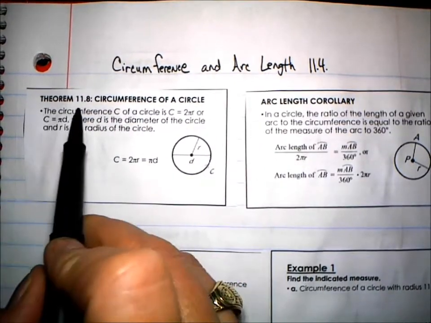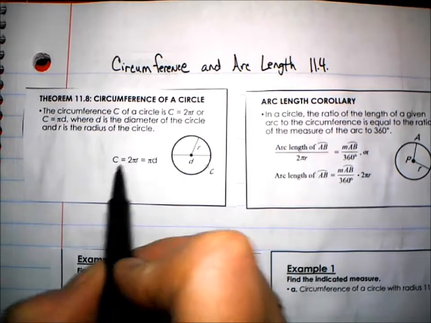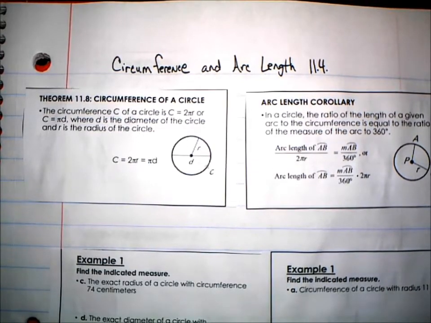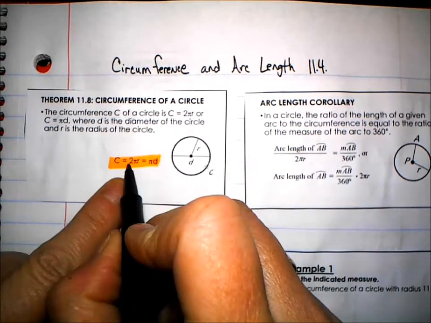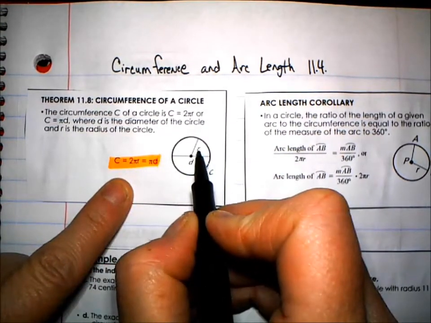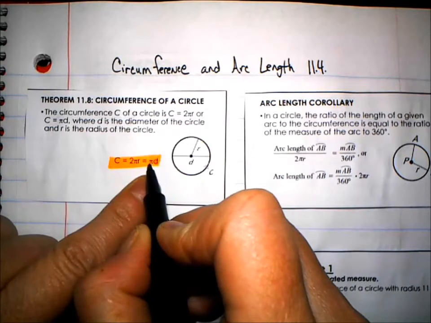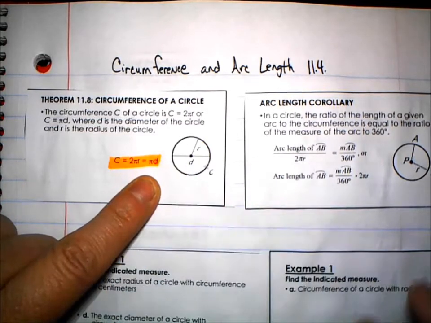We have Theorem 11.8, circumference of a circle. Here is your formula. Make sure you know them. For this particular setup, you have 2 pi r, where r is the radius, or you could do d times pi, where d is the diameter.